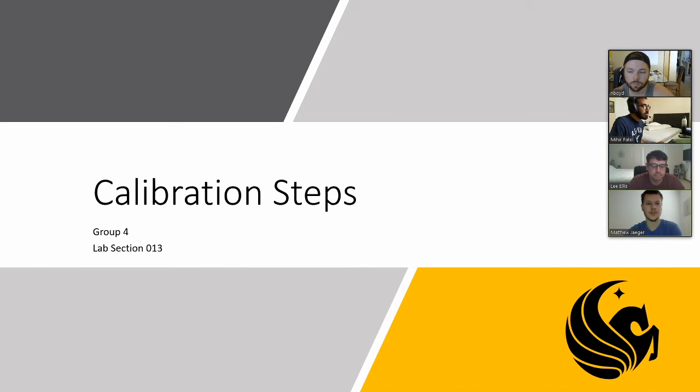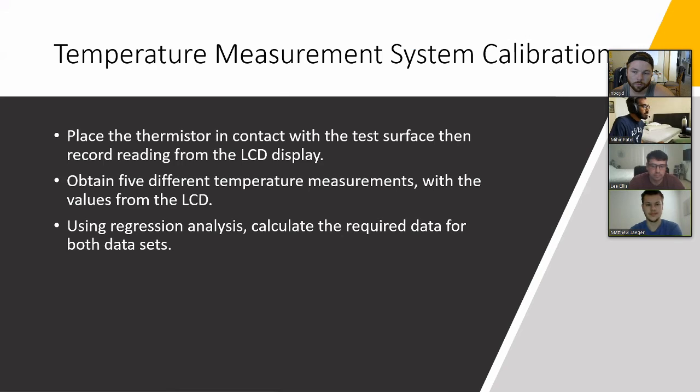Now we have our calibration steps. For the temperature measurement system calibration, we placed the thermistor in contact with the test surface and then recorded the reading from the LCD display. Then we obtained 5 different temperature measurements with the values from the LCD. Using regression analysis, we calculated the required data for both data sets.